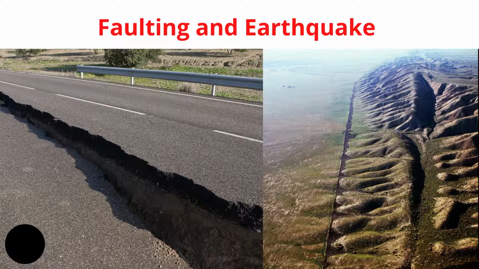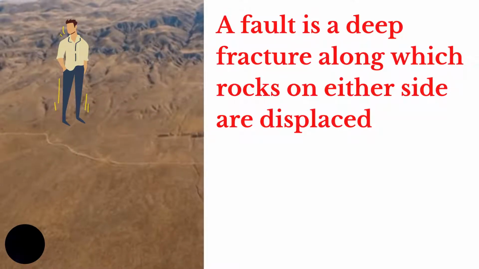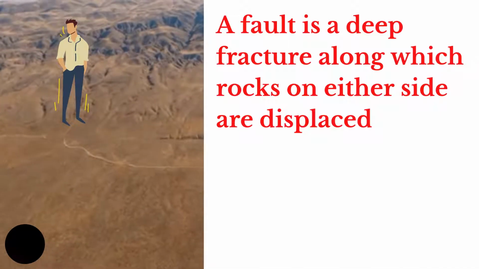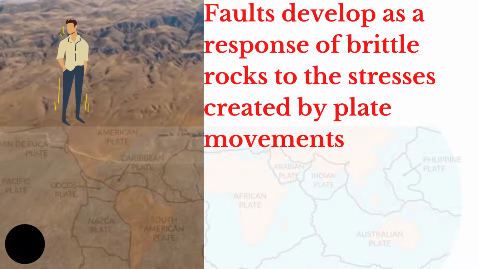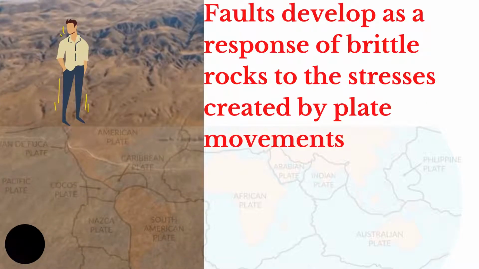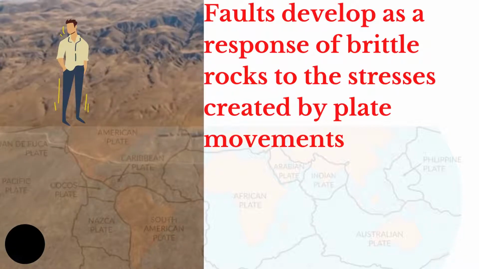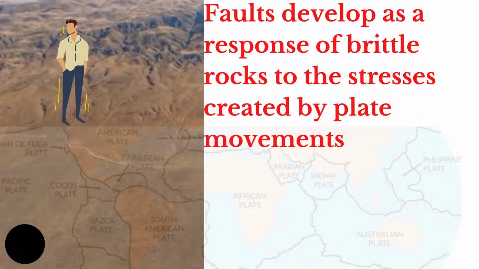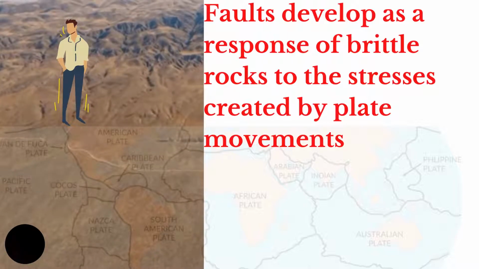Today we're going to be looking at faulting and earthquakes. A fault is a deep fracture along which rocks on either side are displaced. Faults are associated with plate margins and they develop as a response of the brittle rocks of the crust to the stresses created by the plate movement.